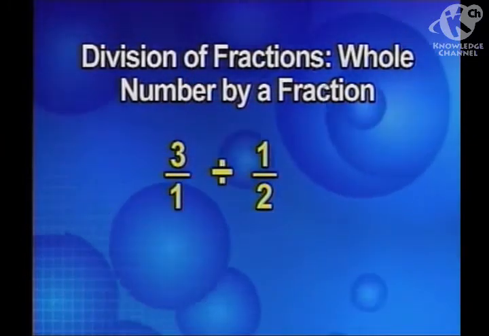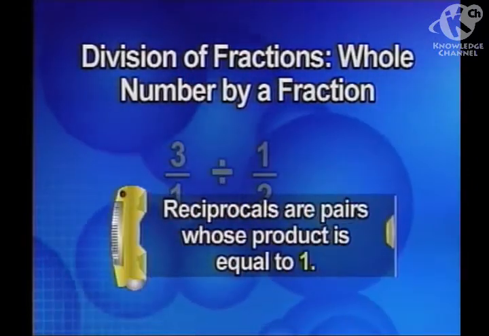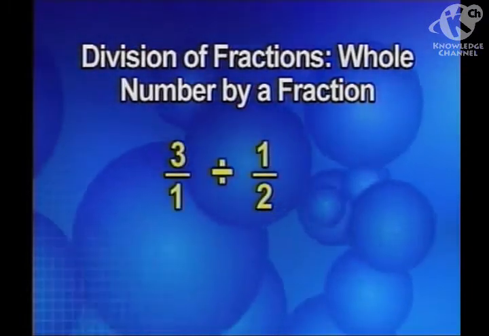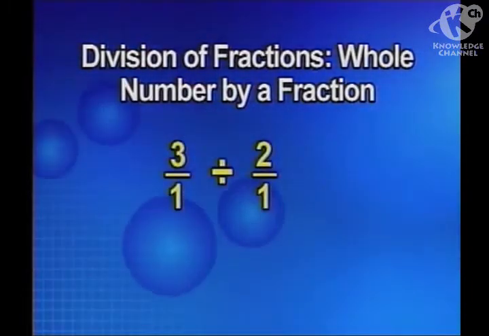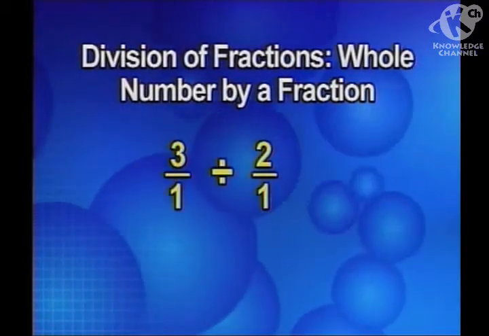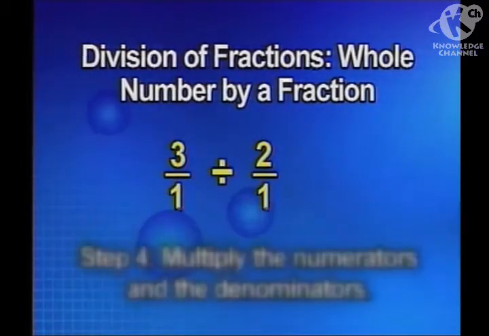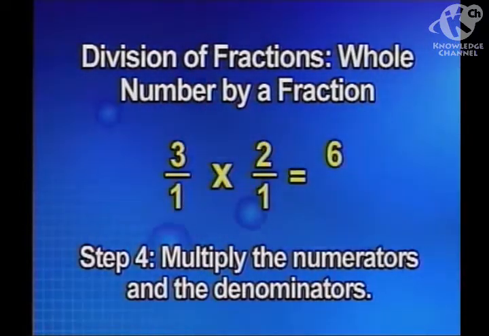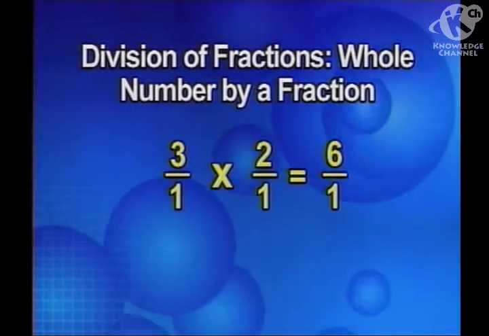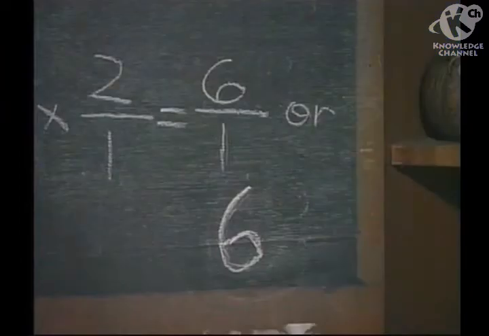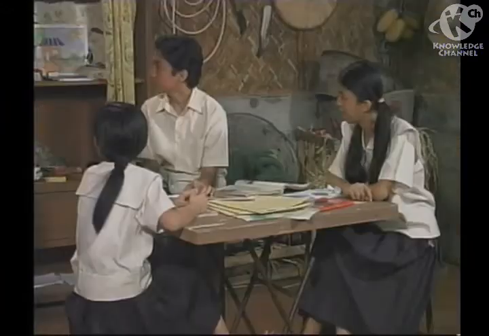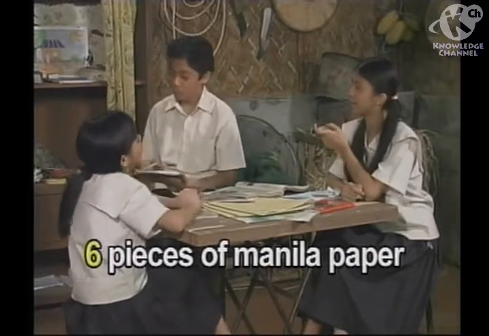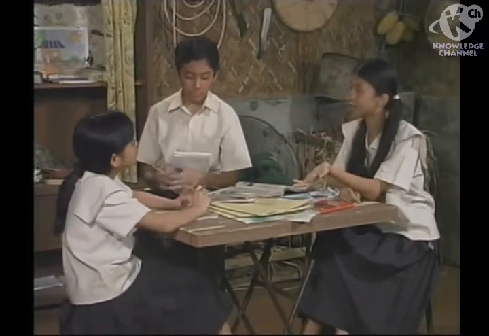Wait. What is a reciprocal? Reciprocals are pairs whose product is equal to 1. The reciprocal of 1/2 is 2 over 1, because if we multiply 1/2 by 2 over 1, their product is 1. Now we can multiply, right? 3 times 2 is 6. 1 times 1 is 1. The answer is 6 over 1. There will be 6 pieces of Manila paper. That means each of us will get 2. One for the map and the other for our important notes.